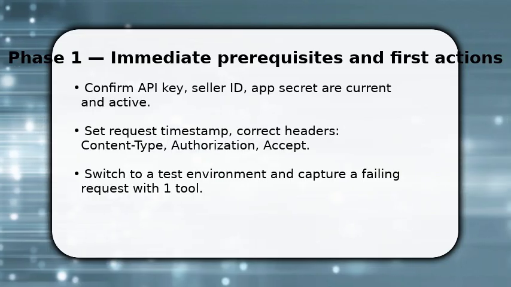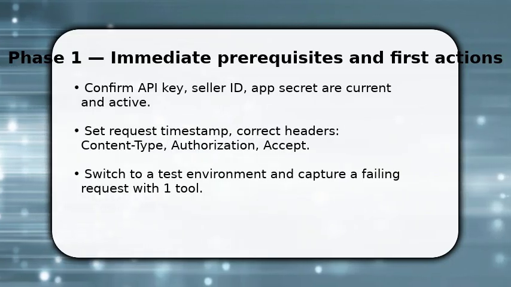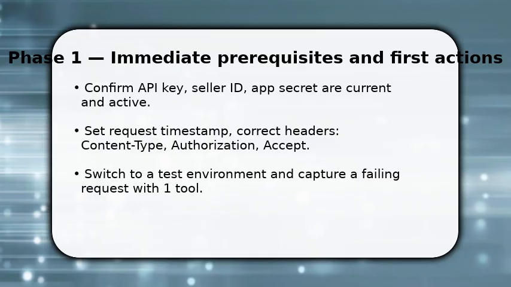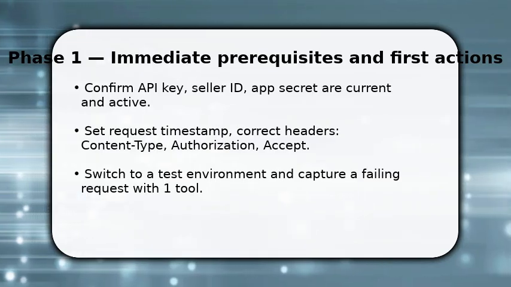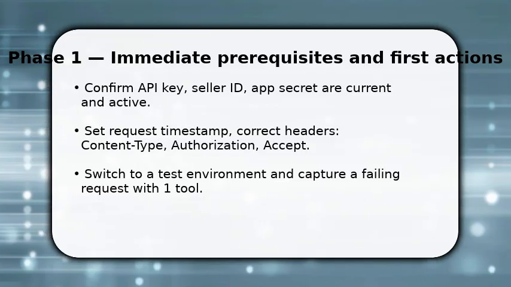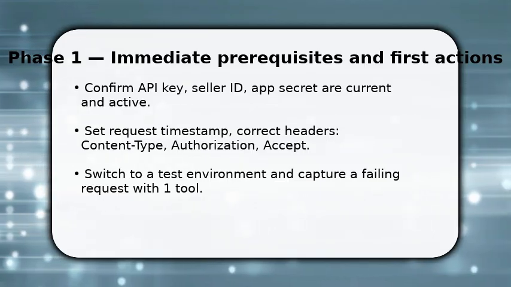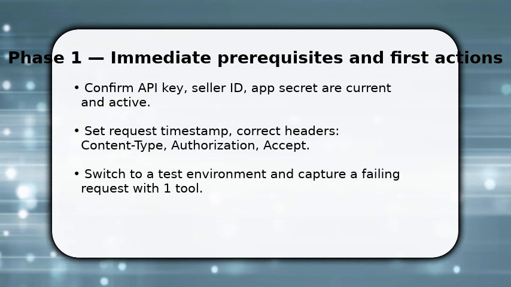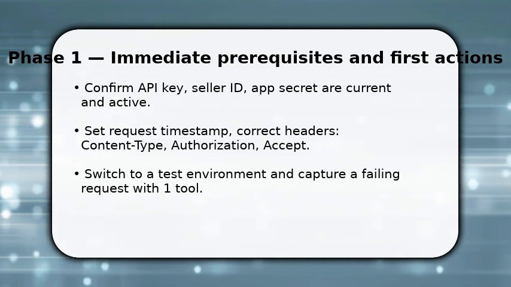Use accept as needed. Once done, route the call to Flipkart sandbox or test environment so you don't affect live orders. Capture the failing request with one debugging tool, for example Postman or curl, and save the raw request and response. This gives you a reproducible baseline to analyze.